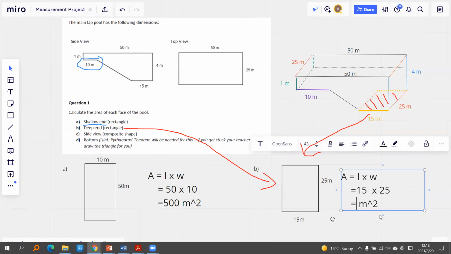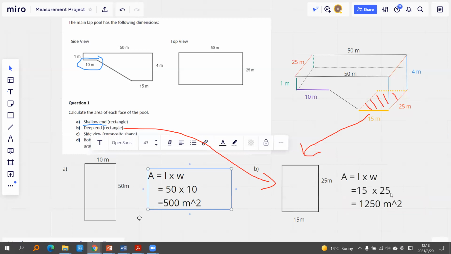So what will be your answer for this question? Do you have a calculator? If you have a calculator, 1,250. Yeah, that's very good. 1,250. So that will be our answer for question B. Now we finished the 2 questions. That's very good.